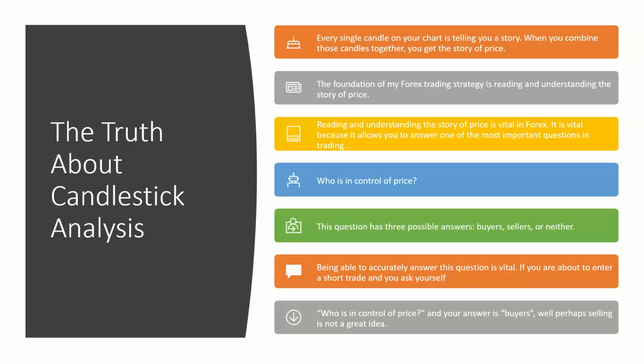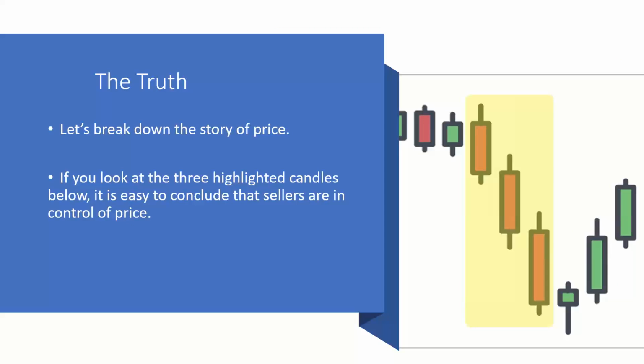Now, the price only has three possible outcomes: buyers, sellers, or neither. But being able to accurately answer that question is vital. If you're about to enter a short trade, you need to ask yourself, who's in control of price? Because if the answer is the buyers, then perhaps you're selling at the wrong time and it's not a good idea. So let's break down the story of price.